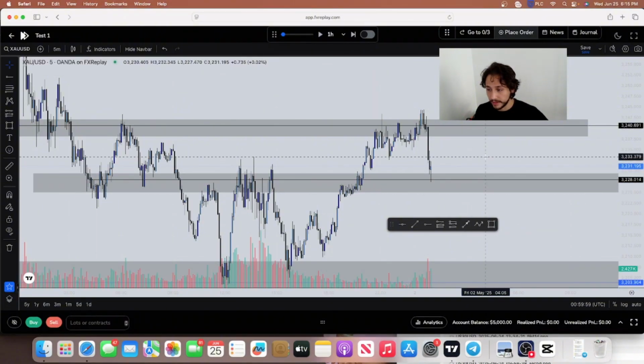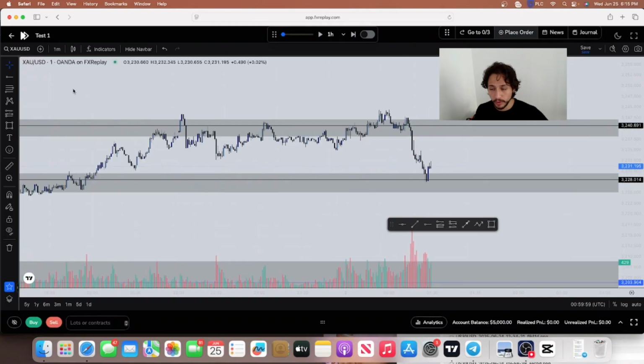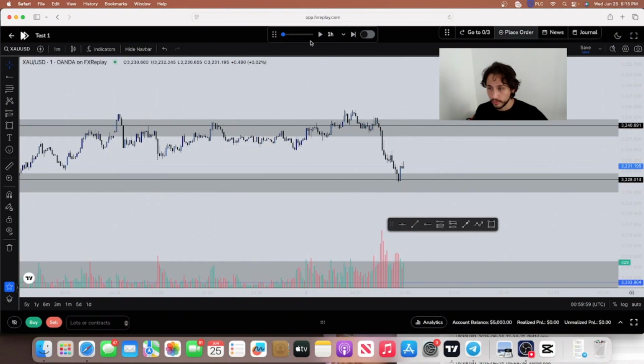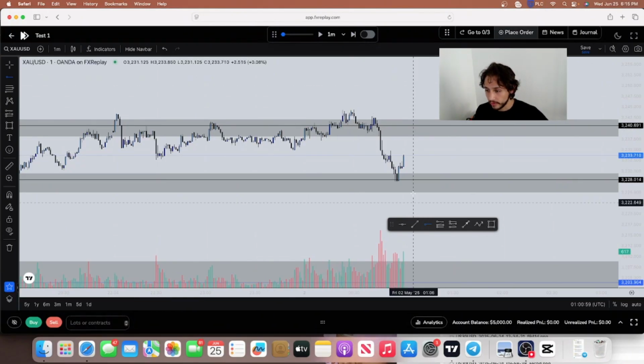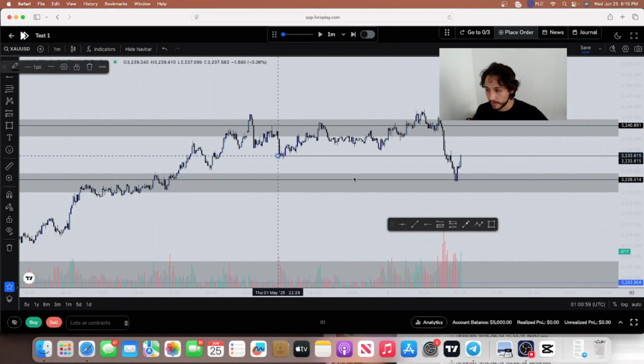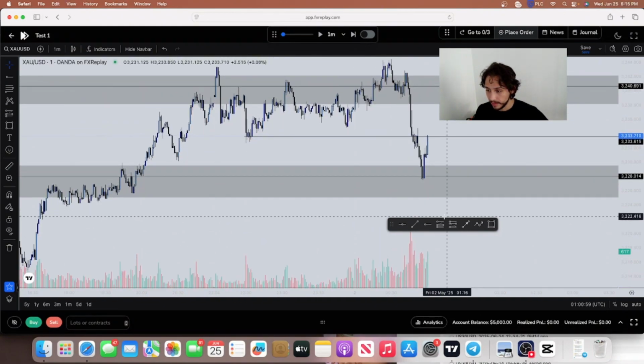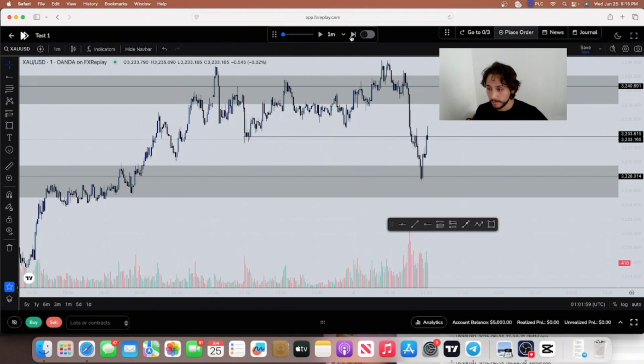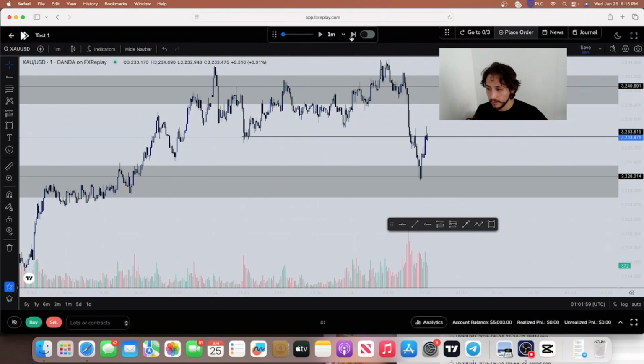So now that we have a tap towards these zones, what are we going to wait for? We're going to wait for those broken structures. So we're going to put this into a 1-minute perspective. We're going to be waiting for price action to break above these highs over here. So this will make more sense. So we have a tap exactly where we wanted to buy the market. Let's wait for the break above.